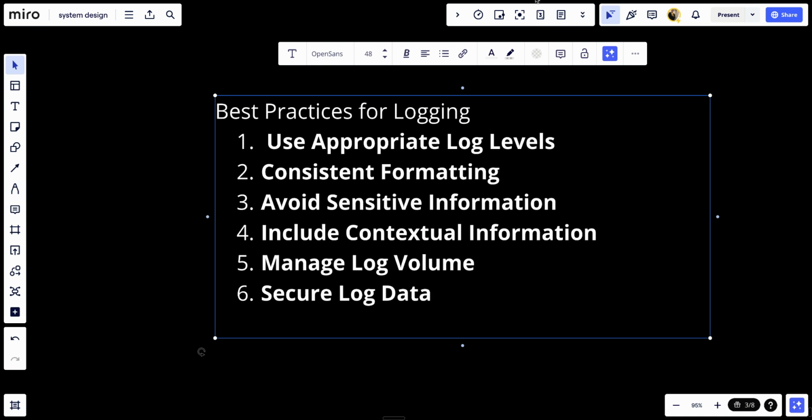So, in conclusion, logging is a powerful tool for maintaining, troubleshooting, and securing applications and systems. By following best practices, developers and system administrators can leverage logs effectively to enhance the reliability, performance, and security of their software systems.